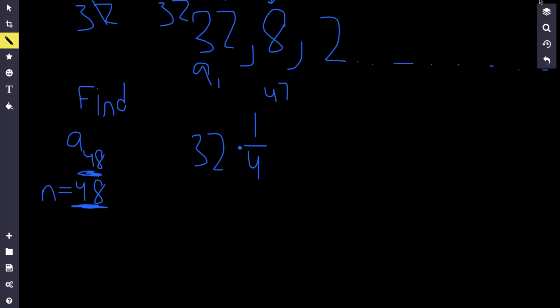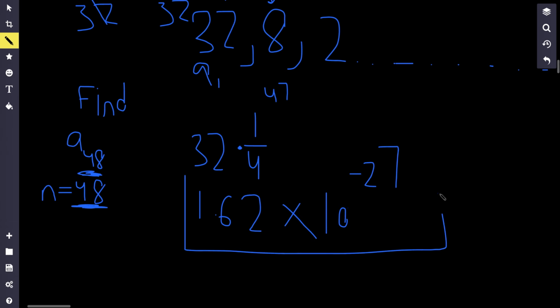Now what we have to do is just plug this into the calculator. So 1 over 4 to the 47th power, that is a very small number. Multiply this by 32. I got 1.61, let's just round like this, 1.62 times 10 to the -27th. It's a very small number.